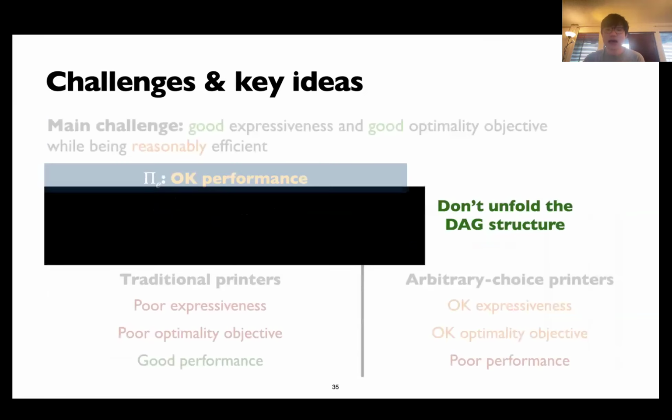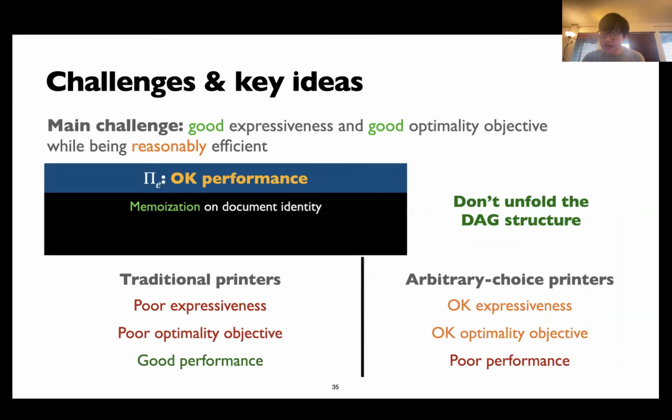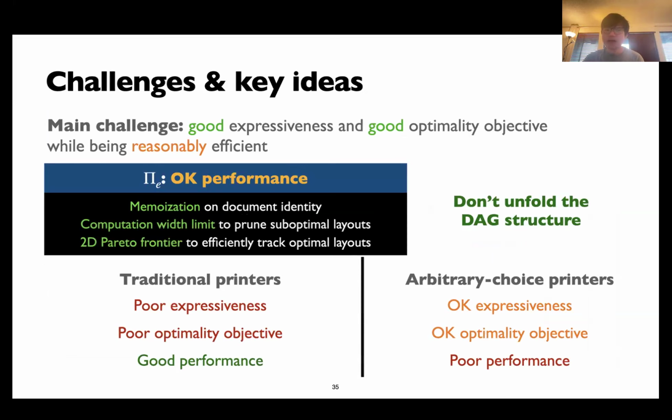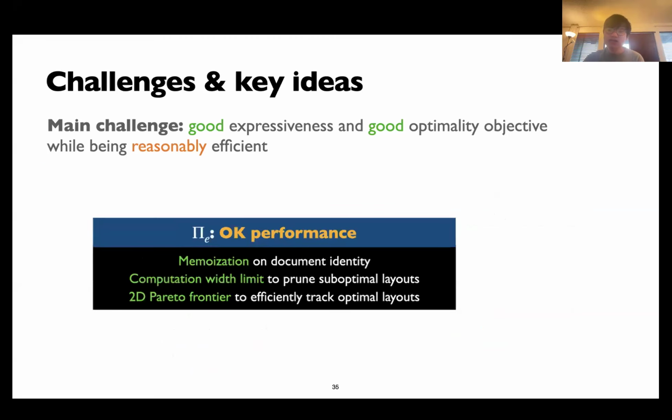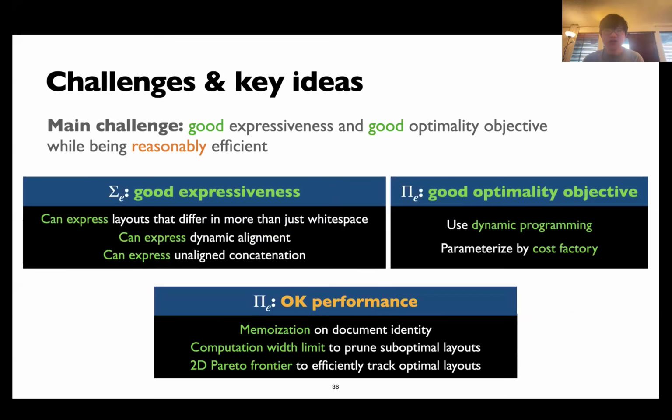DAG structure. And in our pretty printer, we use memoization on the document identity to do just that. And since we don't have the greedy algorithm, we also need to optimize heavily. And that's done by using a concept called computation width limit to aggressively prune suboptimal layouts, along with a data structure like a two-dimensional Pareto frontier to efficiently track optimal layouts. And so these are the key ideas of our pretty printer to make it have good expressiveness, a good optimality objective, while still being reasonably efficient.